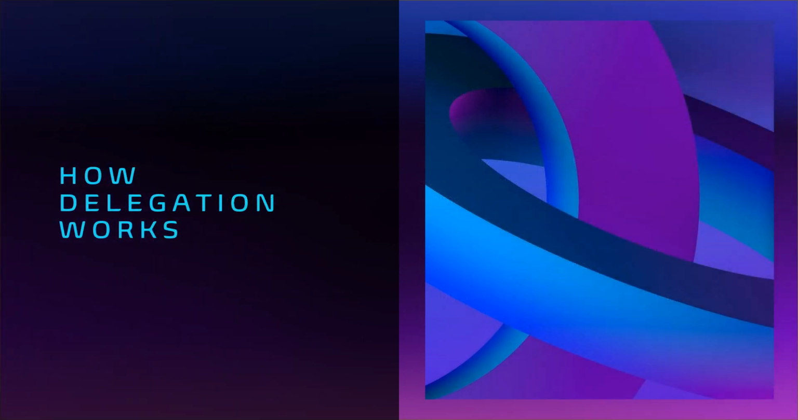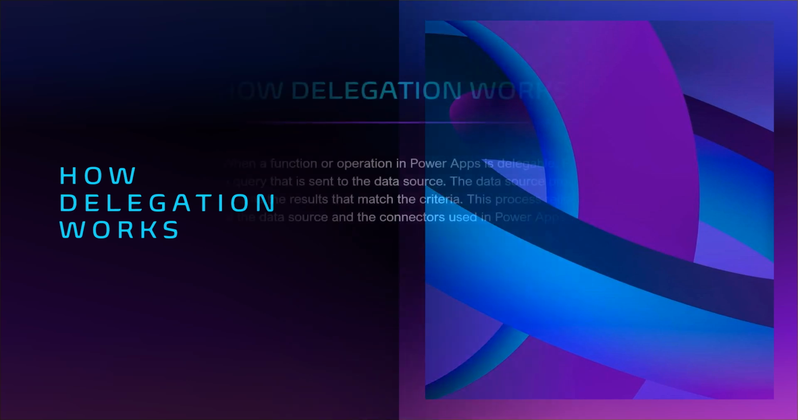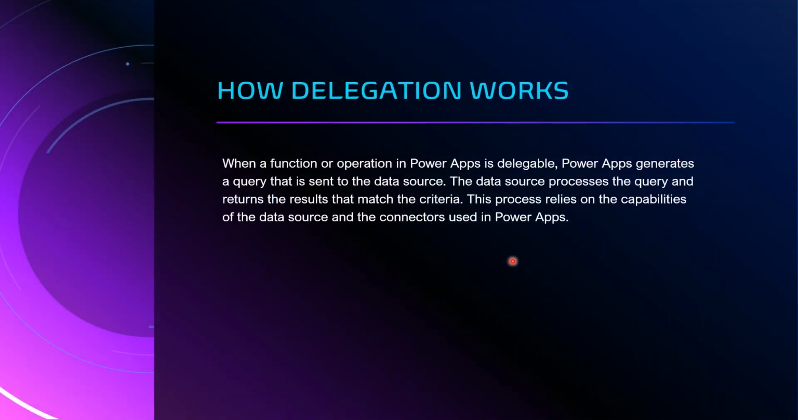Let's understand how delegation works. When a function or operation in Power Apps is delegable, Power Apps generates a query that is sent to the data source. After that, the data source receives it, processes the query and returns the result. In this way, the process relies on the capability of the data source and the connectors that are used in Power Apps. So it means all the processing will happen at the data source level rather than at the app level.